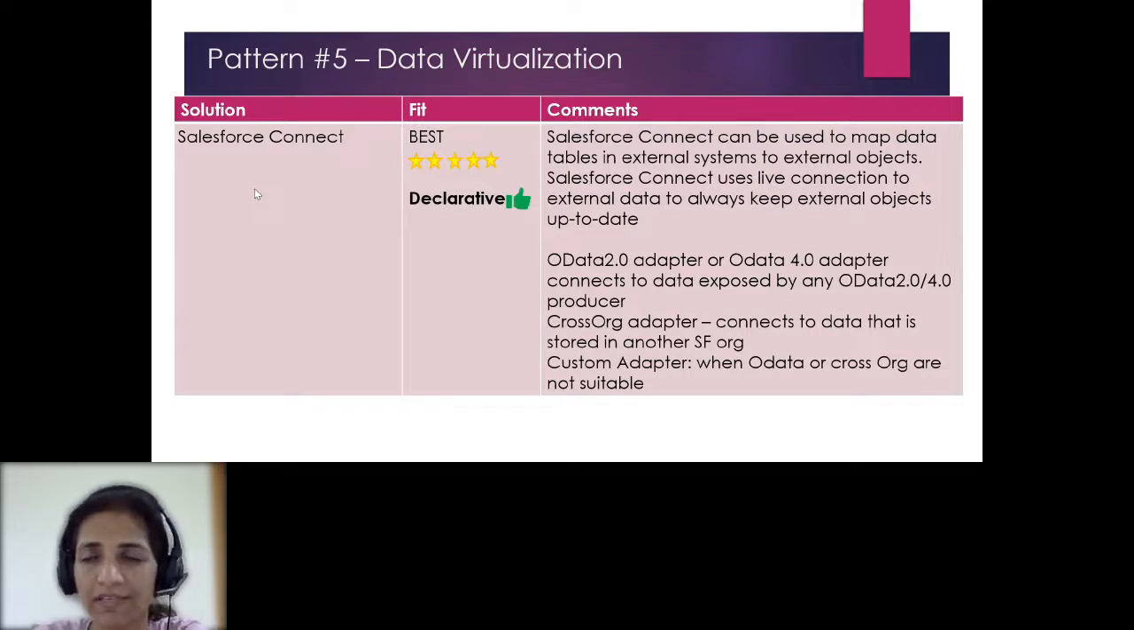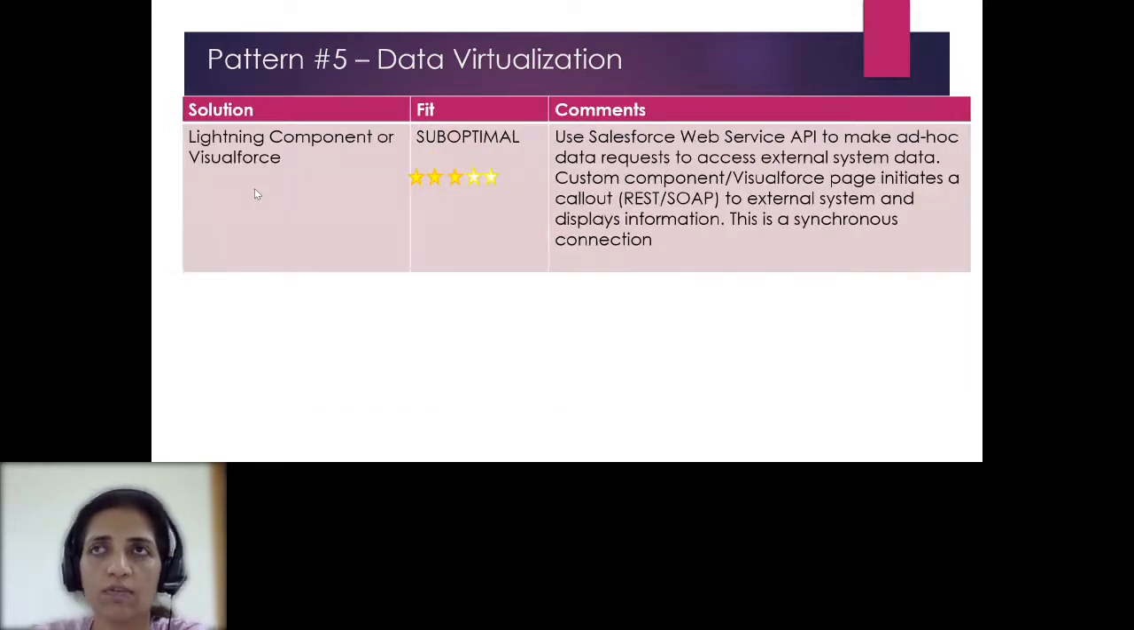The suboptimal way here would be to have a Lightning component or a Visualforce page, or an LWC basically, to make that callout to the external system, fetch that information, parse it, and show it on the UI. Now this is again a synchronous connection. External object is, by the way, also synchronous. It'll show you right on the record itself. However, because it is customization, we've named this as a suboptimal way of doing it. All right, so I have covered these two options that you have for data virtualization: external object being the best way, and any customization being the suboptimal way.